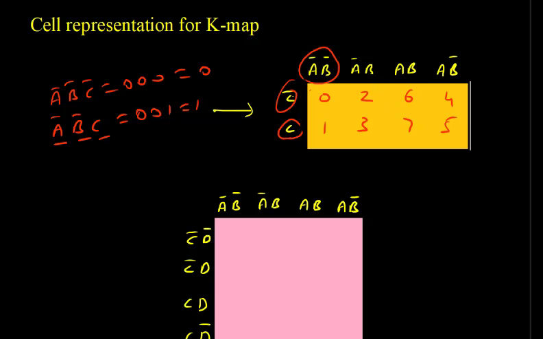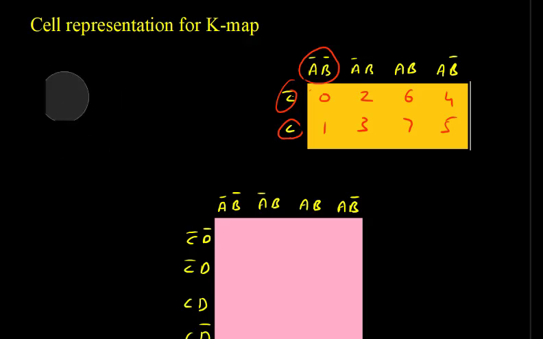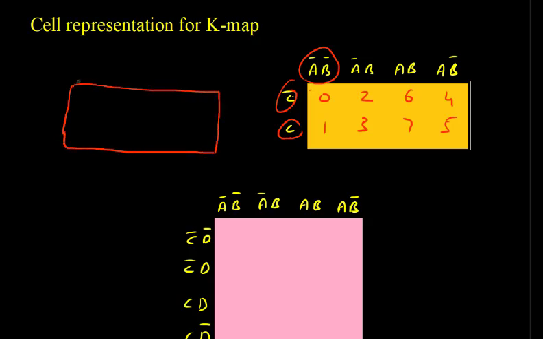The same thing is true for POS. The cell numbers will remain the same. Suppose I am drawing a POS K-map. So this is A or B, then A or B bar, A bar or B bar, and then A bar or B, and here C bar. These cell numbers will not change, they will remain the same. So this is 0 1 2 3 4 5 6 and 7. So remember this.